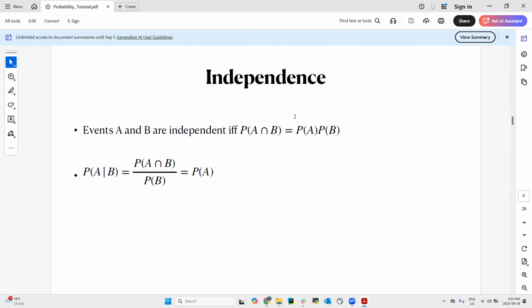Or the way that I like to put it is using the conditional probabilities. So just doing some algebraic manipulation here. P of A given B is essentially P of A and B divided by P of B. And based on this definition of independence, P of A and B is equal to P of A times P of B. So the P of B's will cancel out, and you will essentially have P of A given B is equal to P of A.